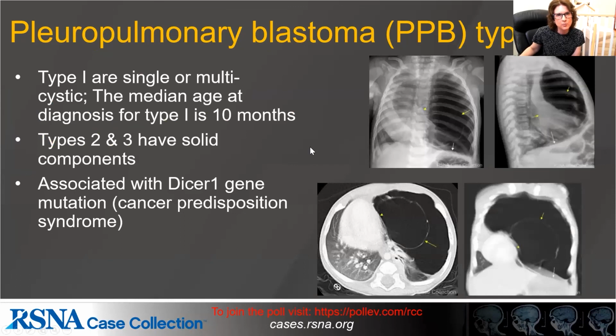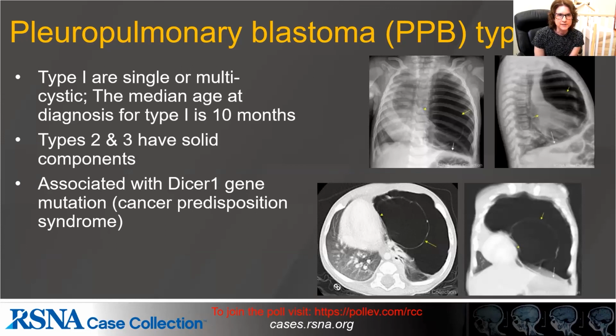So pleuropulmonary blastoma is a malignant lesion of the lung. Type 1 is the predominantly multicystic type. So this is the one that we have a hard time telling the difference between this and a CPAM. Most of these patients present very young in the first year of life. The other types of pleuropulmonary blastoma, types 2 and 3, have solid components. And so those are usually a little easier to tell that you're dealing with a malignant lesion.